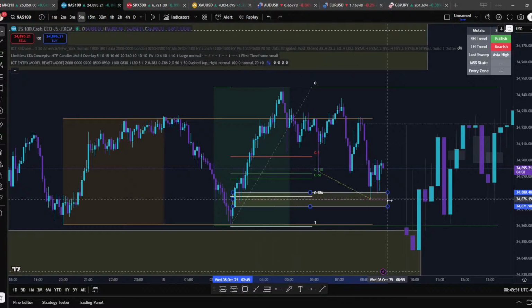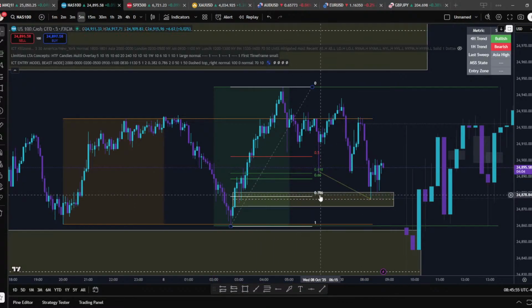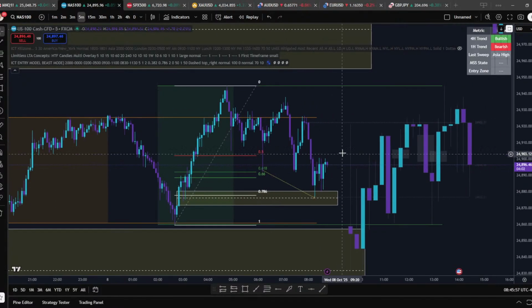Okay? Where is that fair value gap? Exactly where the 0.786, the OTE level, right? I say golden pocket, he says OTE level, right? So once it bounced off that level, which we've seen so many times, it'll slowly make its way up.